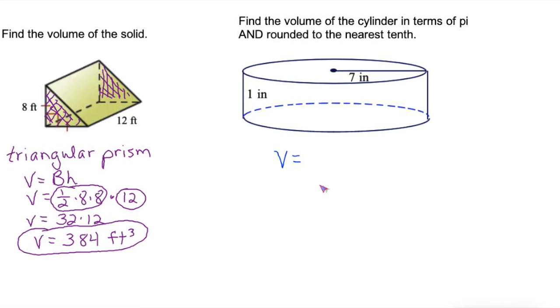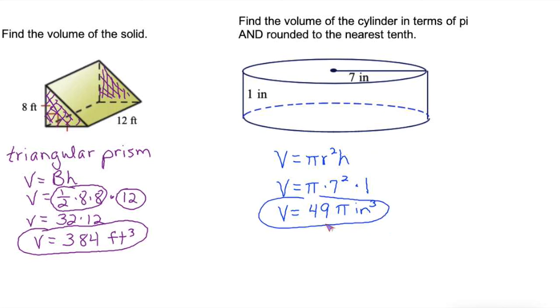So my formula for volume of a cylinder is area of the base, which is pi r squared, times the height. So for this problem, it's pi times the radius squared, 7 squared, times the height, which is just 1. So that gives me 49 pi. And this will be measured in cubic inches. So that is my exact answer, 49 pi cubic inches.